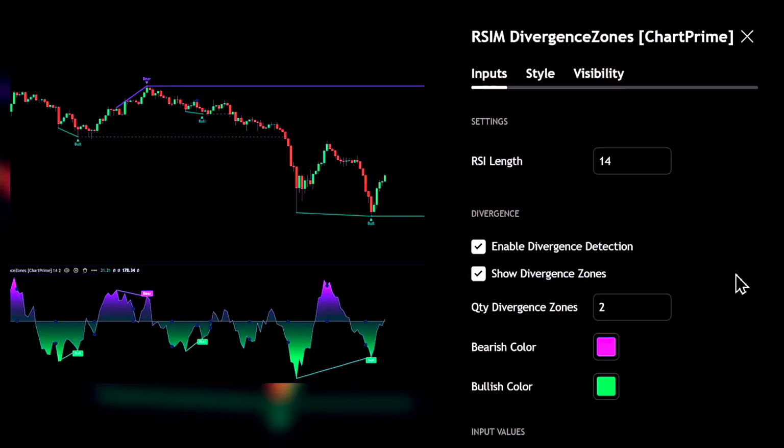And to keep things from getting overwhelming, there's also a setting called Quantity Divergence Zones. This lets you limit how many zones display on your chart at once, say the last 5 or 10, so that you're always focused on what's relevant right now.